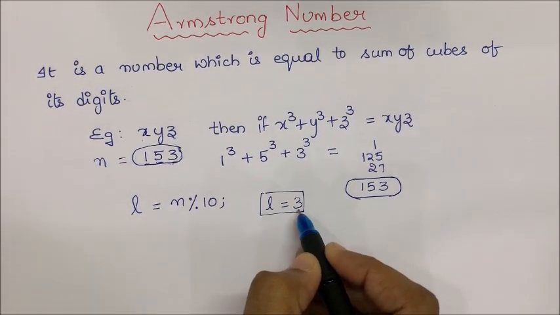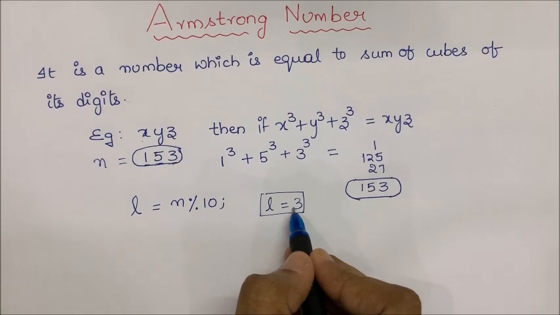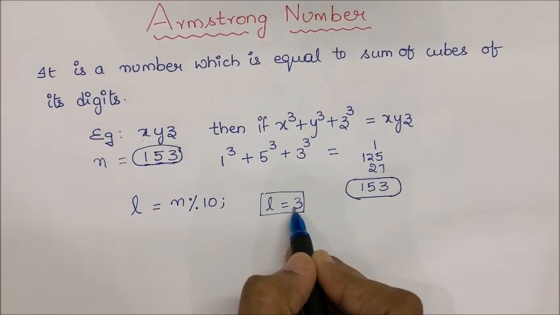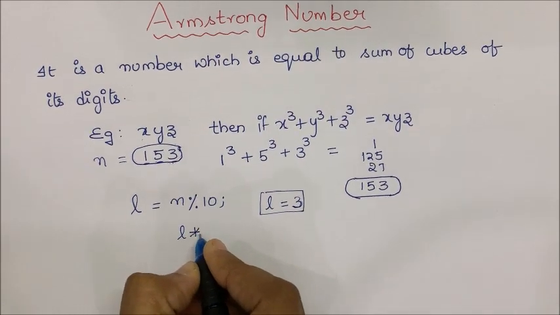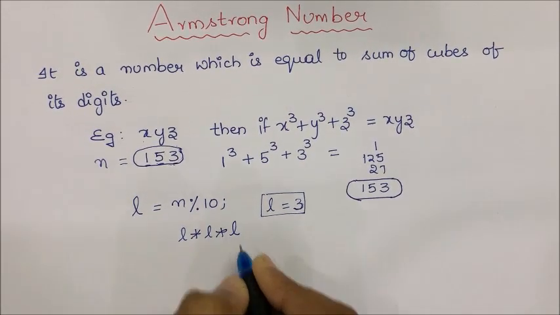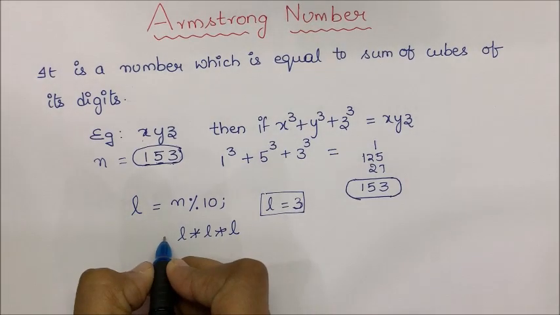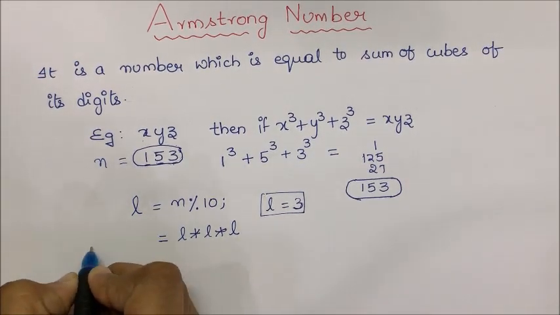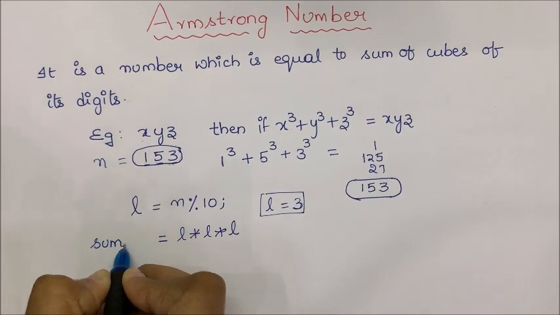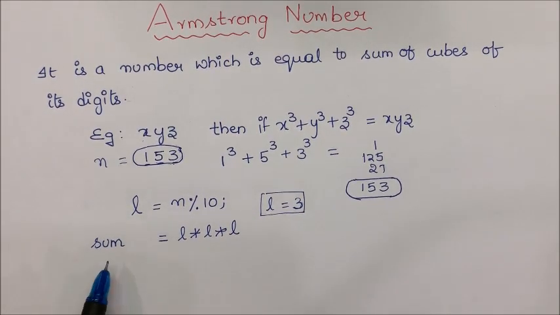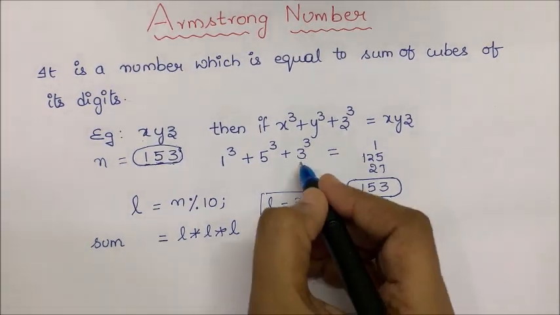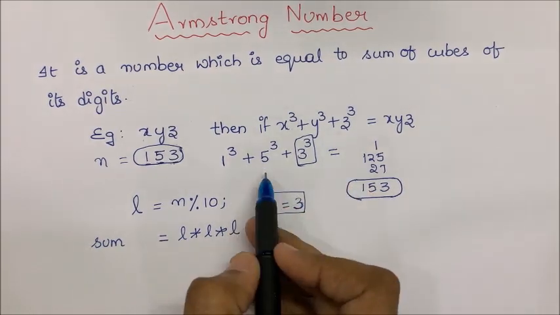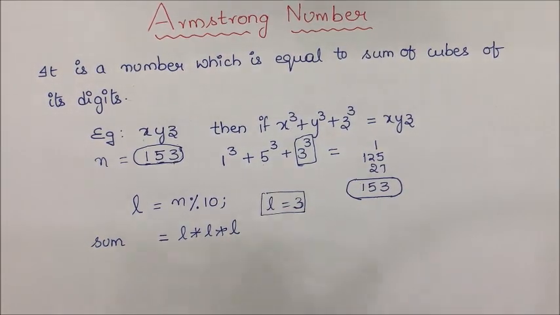Now we have to multiply this L 3 times: L into L into L. And this should be stored in some variable, sum or s or x, whatever the variable name may be. And now we have performed 3 cube, and now we should perform 5 cube.